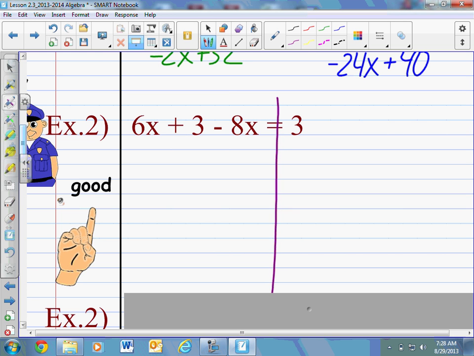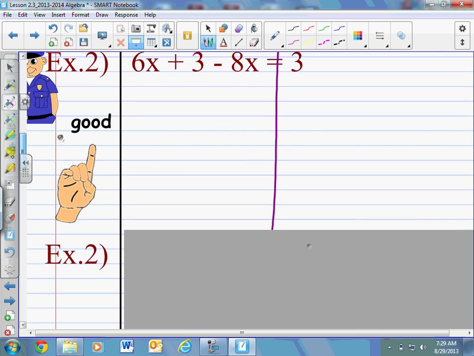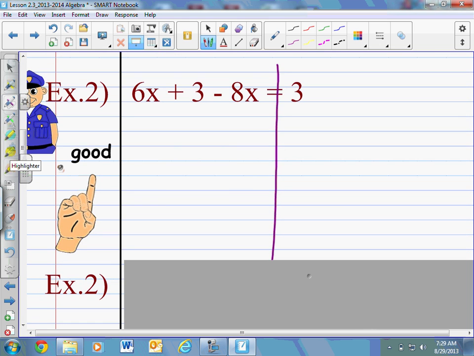Okay, now what I'm going to do is ask myself those questions. Remember that list I had you write at the very top? I can't have it down here, but I'm just going to remind you. Do I need to distribute? Can I combine? Is there a fraction I have to get rid of? Those three questions I want you to be thinking about. Can I combine? Yes. So use shapes here. I'm going to use a color, and I'm coloring in the negative 8x, not just an 8x, negative 8x.